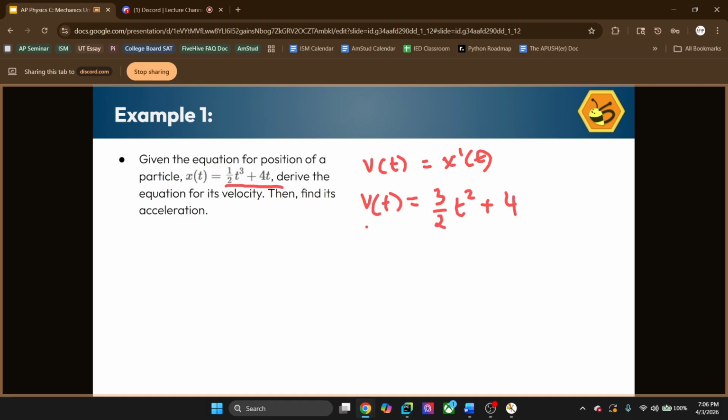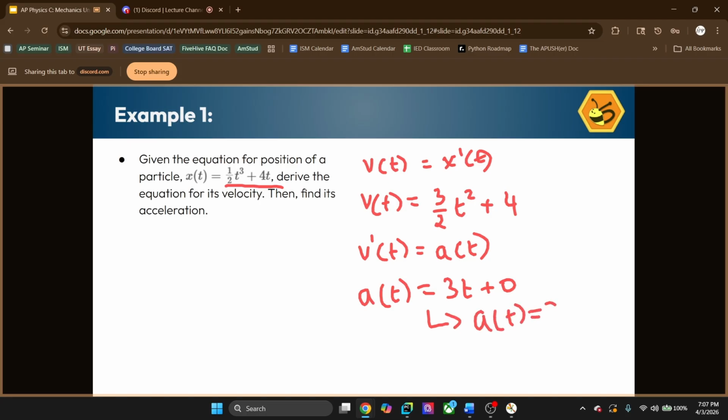Now from velocity, we know that the first derivative of velocity is the acceleration. So we can just differentiate velocity to get the acceleration function. Here, a of t is simply the derivative of this function right here. You bring down the 2, subtract 1, and you get 3t. The derivative of a constant is 0, so a of t is equal to 3t. It's as simple as that.